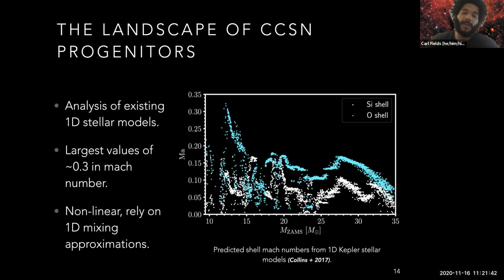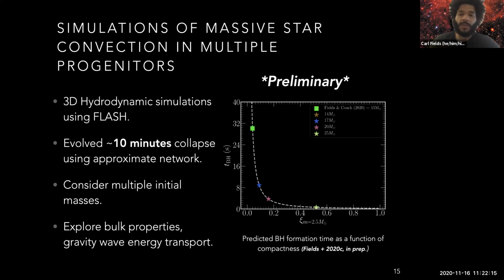There might be some behavior that you can fit a line to beyond about 27 or 28 solar masses. But below that, you can get almost any Mach number within this range inside the convective shells. So we wanted to see if these trends followed in 3D. We knew what our 15 solar mass model looked like, and we could plot it on this plot. But this is what motivated us to start looking at what the progenitor landscape actually looks like for 3D simulations.